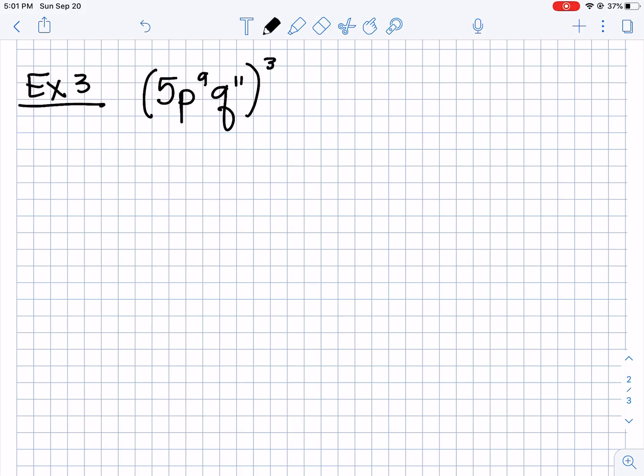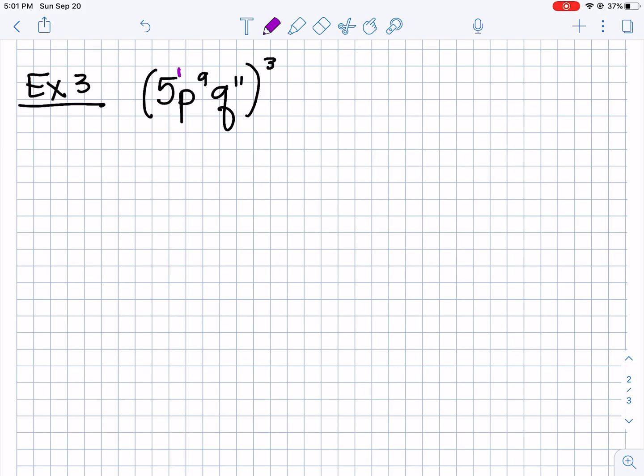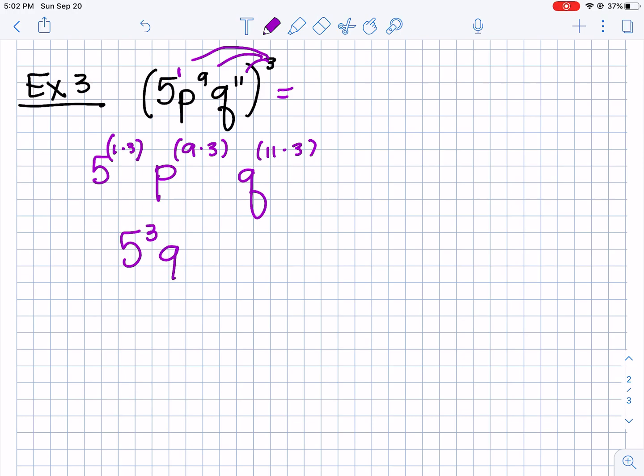We could think of this a couple different ways. We could just think about it as distributing the exponents, and remember that 5 is the same as 5 to the 1. So we could distribute the exponent to each one of these. We could say, well, this is 5 to the 1 times 3, and p to the 9 times 3, and q to the 11 times 3. And that's probably the fastest way to think about that. That would be 5 cubed p to the 27th, q to the 33.